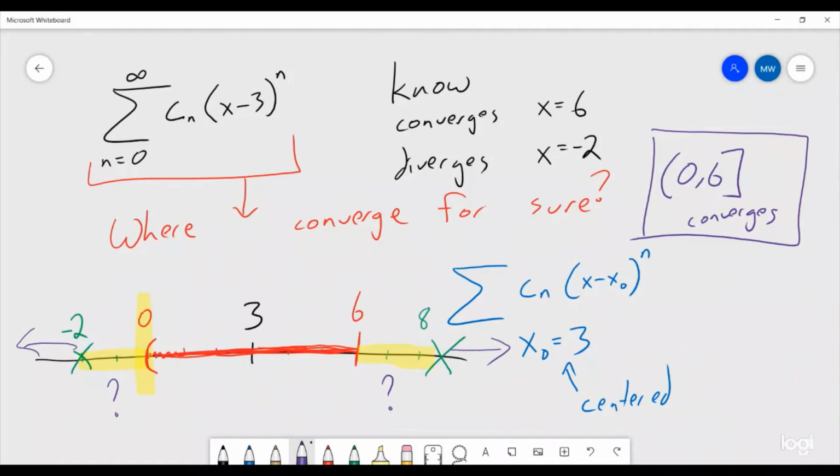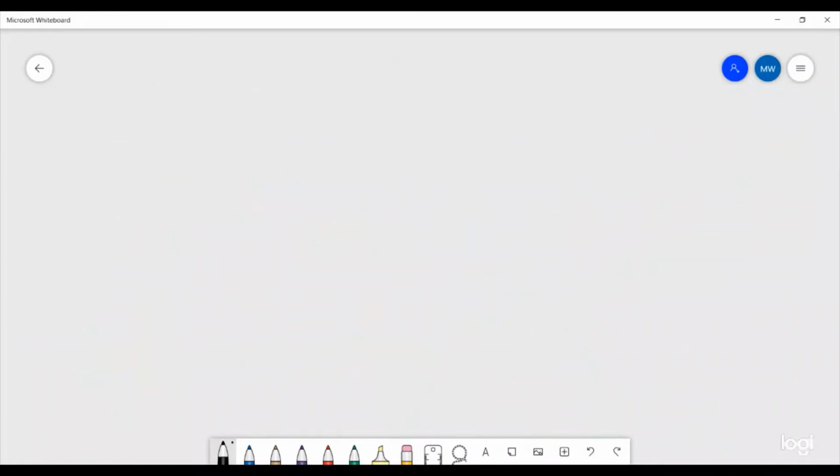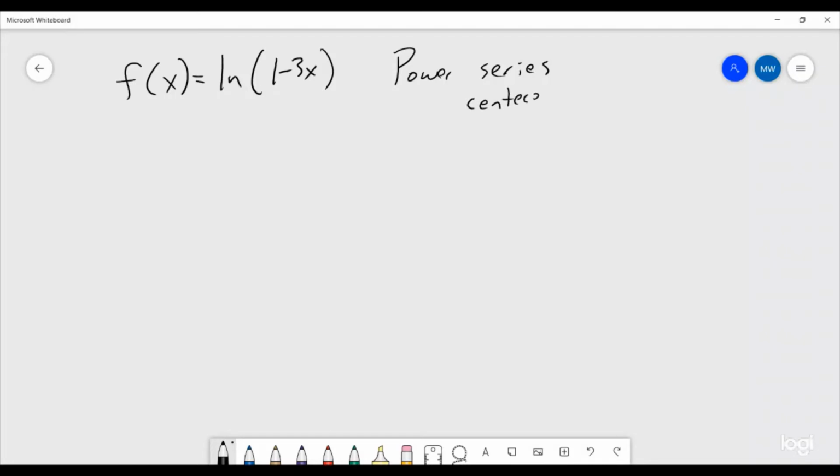Let's go through and, talking about power series, let's try and find the power series of something. So let's say we have f of x equals the natural log of 1 minus 3x. We want to find a power series form, and let's center it at x equals 0.